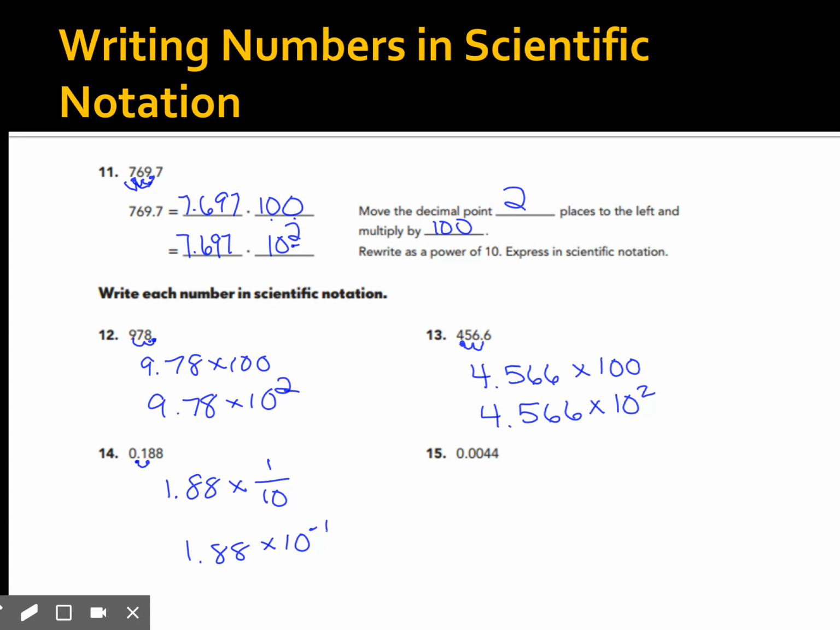So number 15, 1, 2, 3 spaces to the right. So 4.4 times 1 over 1,000, 3 spaces to the right, 3 zeros, or 4.4 times 10 to the negative third power.